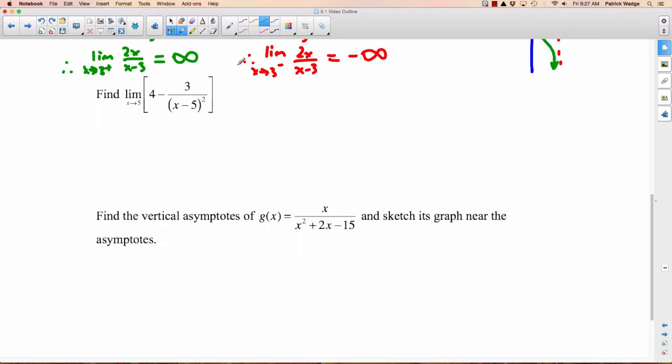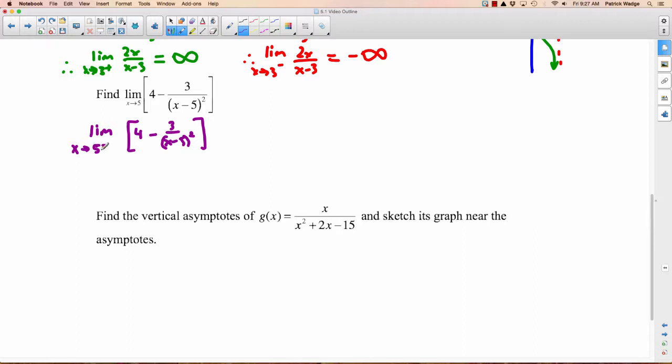Okay, another one where we're going to use fuzzy math. So this time it asked for the limit of this huge function as x approaches 5. Well, we can't do that in one go. We're going to have to actually look at the one-sided limits. So we're going to have to look at the limit as x approaches 5 from the left-hand side of this big function. And we're going to have to do the same thing for the right-hand limit. So let's do that now.